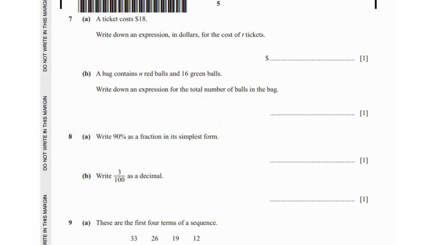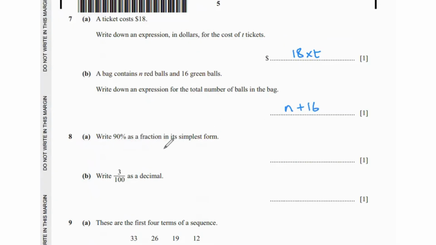Then it says a ticket costs $18. Write down an expression in dollars for the cost of T tickets. So if one ticket costs $18, T tickets will cost 18 times T. Then a bag contains n red balls and 16 green balls. Write down an expression for the total number of balls in the bag. So if there are n red balls and 16 green balls, total balls are n plus 16.